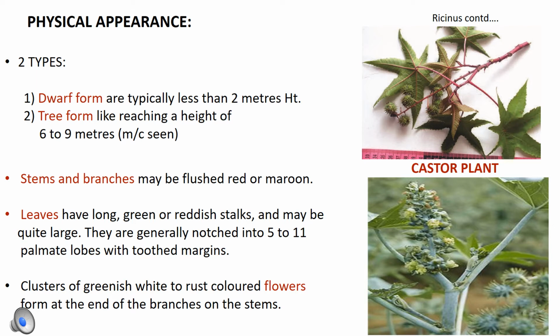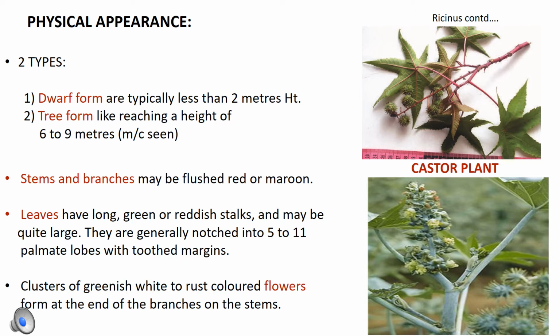There are two types. This castor plant is of two types: one is the dwarf form and the other is the tree form. The dwarf form is usually just 2 meters in height, and the tree form is usually 6 to 9 meters in height. The tree form is most commonly seen. You can see them around our college campus also.